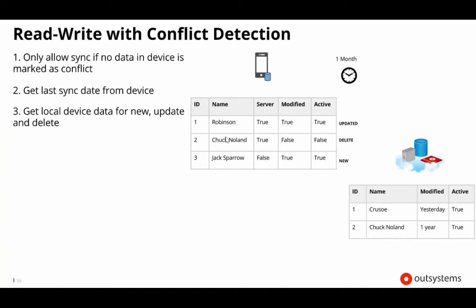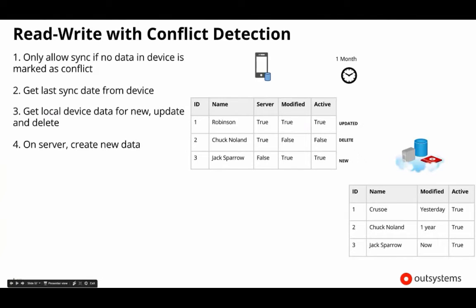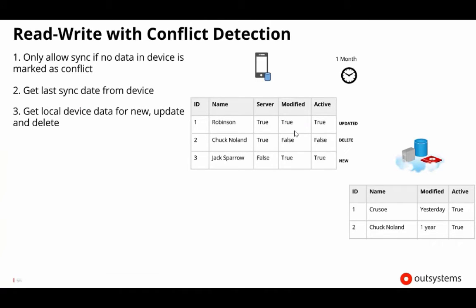We're going to look at the device for the new, update and delete. So Robinson was updated, Chuck Nolan was deleted, and Jack Sparrow is a new one. Next, we're going to send this information to the server, and we'll first do only the create-new data. So this was a little quick, so let me try to go back. If you see Jack Sparrow, nothing changed except Jack Sparrow was created.